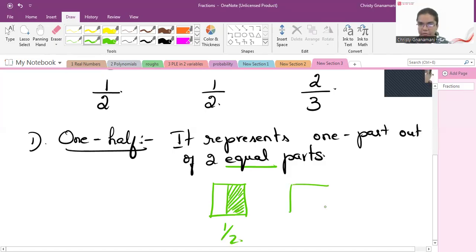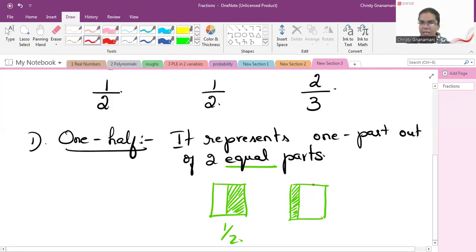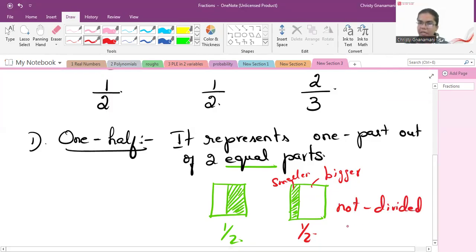But if I take the same square and if I shade only a tiny fraction, you can see that this doesn't represent one half of the square, right? Because I have not divided the square into two equal parts. One of the parts is bigger than the other one. You can easily see that this part is bigger than the other one. This is a smaller part. So, can I say that this shaded part represents one half? No, it doesn't represent one half because the square is not divided properly. Right, it is not divided equally.